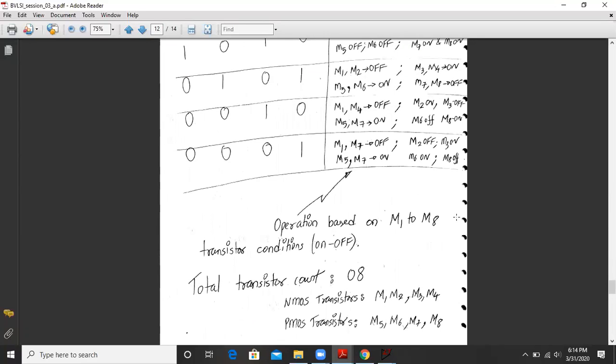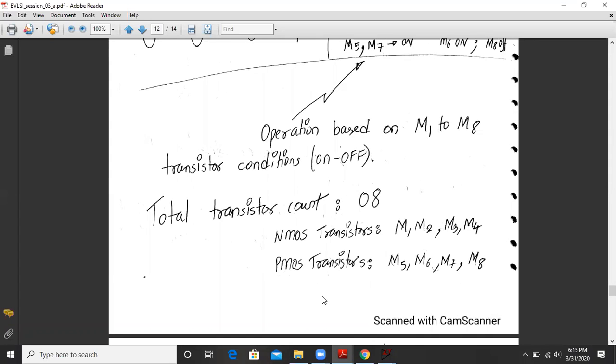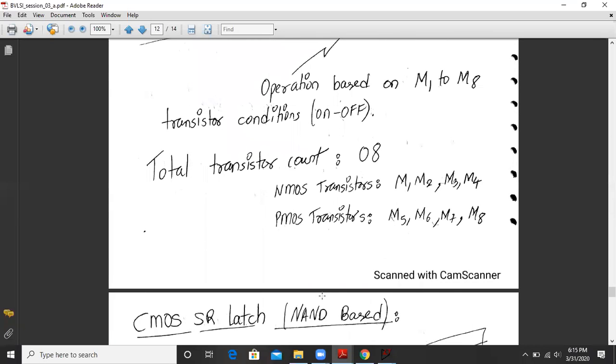I think we will stop over here. Meeting time is up. In the next online interactive session, we will continue with the design of the CMOS SR latch, but in this case we will see the NAND based design. So this will be our next topic. I will post about the timings of the session very soon. Thank you.